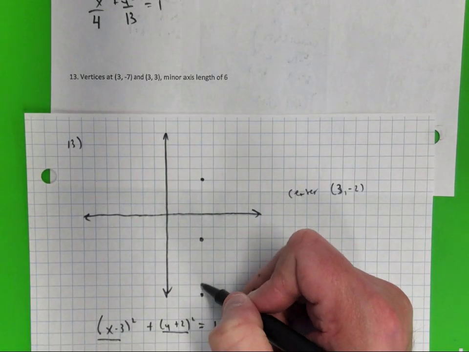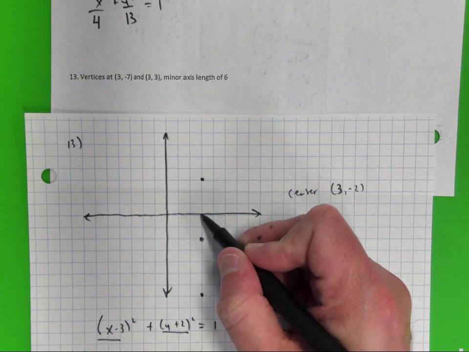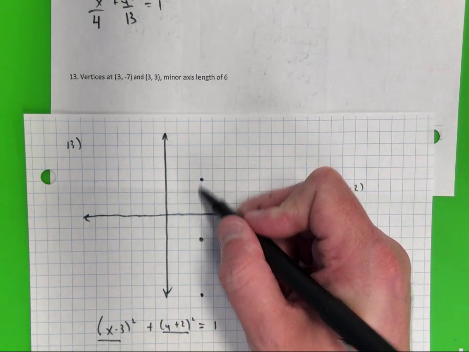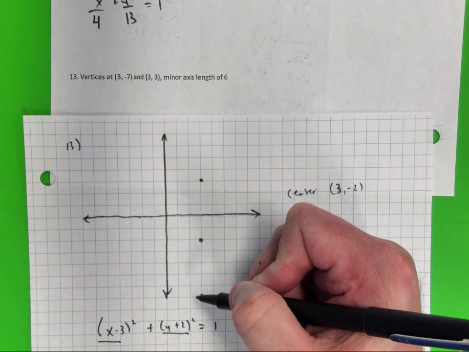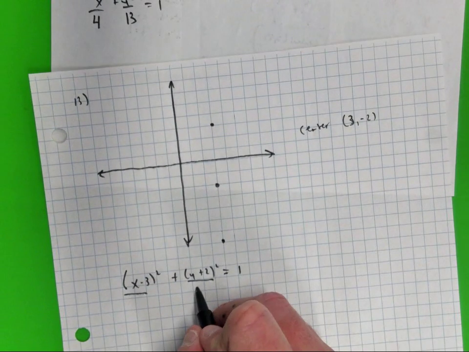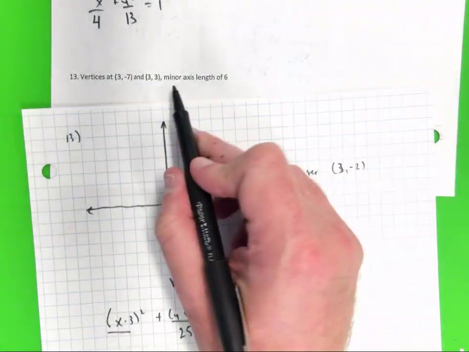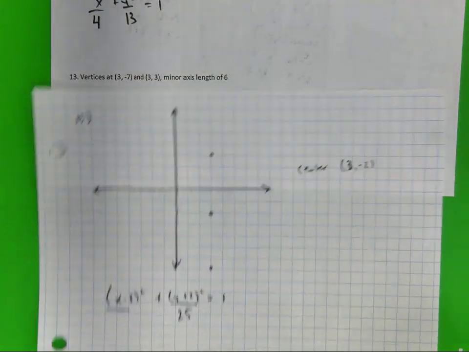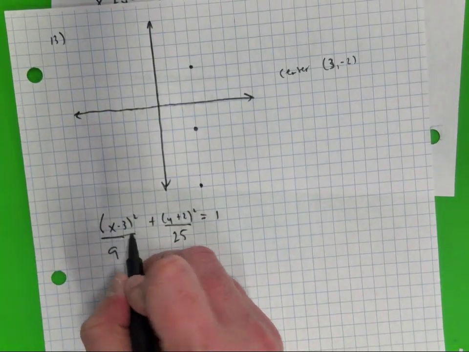So, my Y is major. Let's count this. 1, 2, 3, 4, 5, 6, 7, 8, 9, 10. My major is 10. What's half of 10? 5 squared is? Well, I put that on the X or Y. That's 25. Now, it says my minor is 6. What's half of 6? 3 squared is? There's your equation.